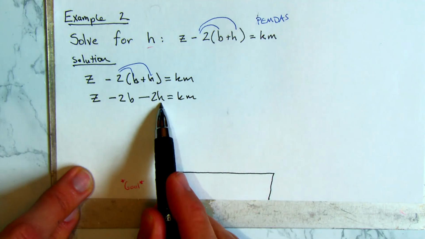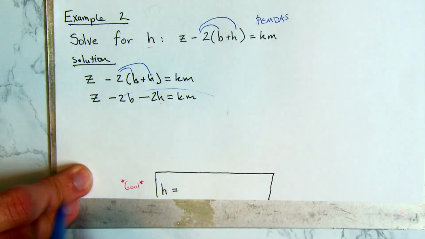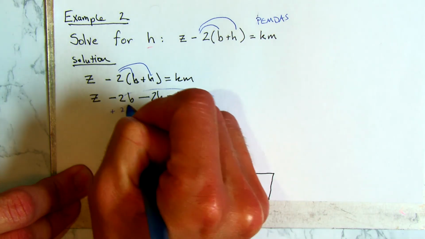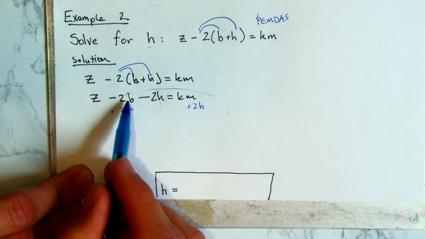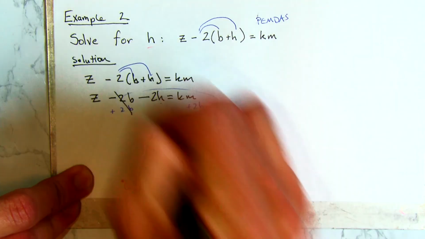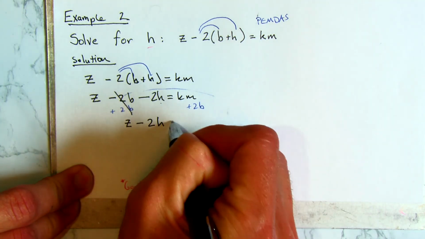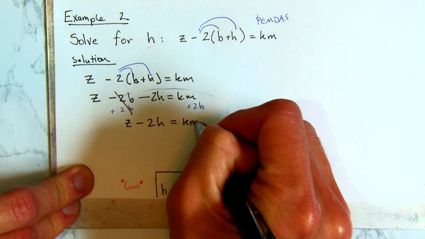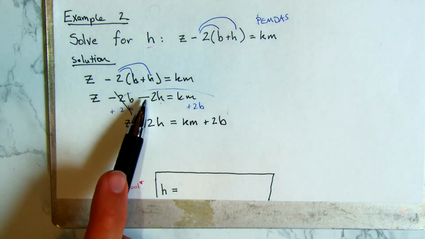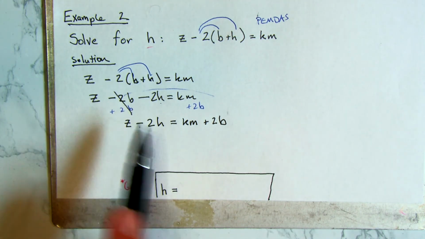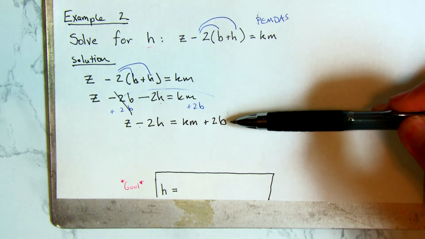Alright, now we want to get this h alone, so let's move over the 2b. And I can move over the 2b by adding 2b to each side. -2b plus 2b, that's going to cancel. Okay, so I have z minus 2h on the left side, and then on the right side, km plus 2b. These are not like terms, so you need to write them side by side.